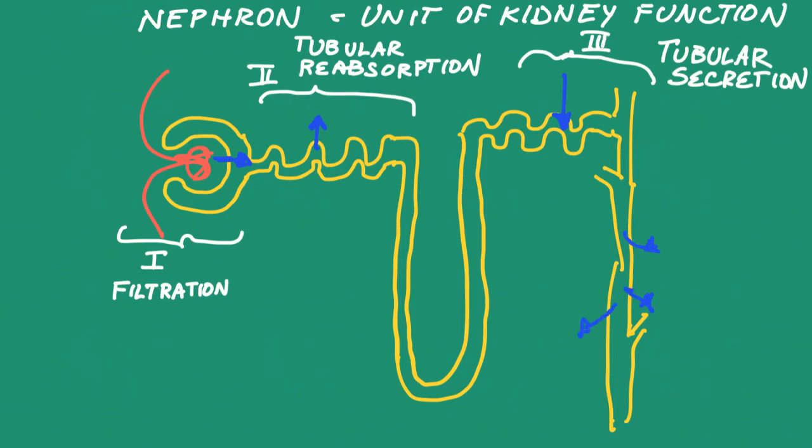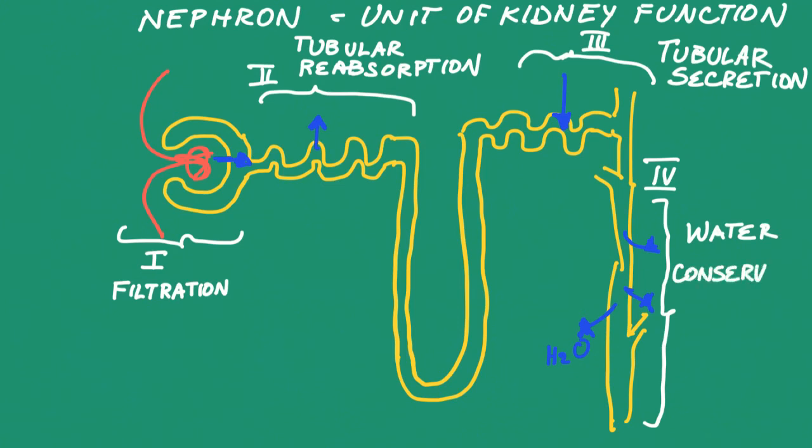The final stage of urine formation is water conservation. Depending upon the needs of the body, the water needs to be conserved or lost. And that mostly happens in the collecting duct, and we call this stage water conservation. Whatever comes out of this process is that little drop of urine that you see.